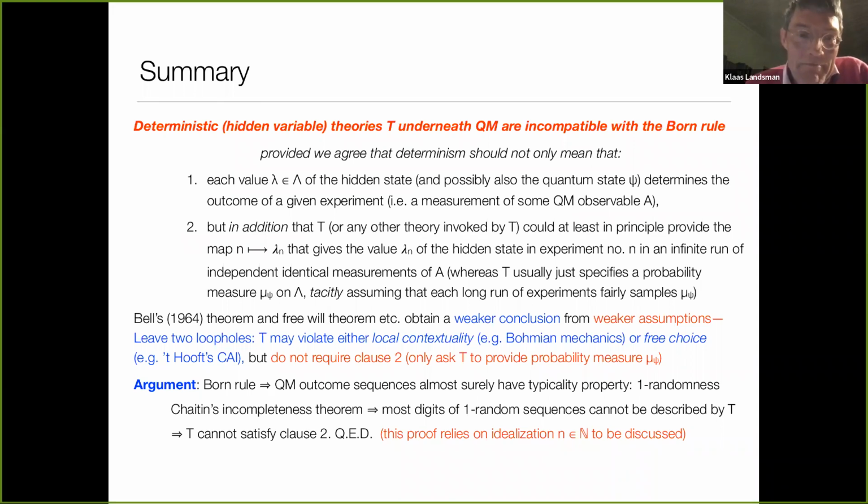And then there is an instantiation, one could say, of Gödel's incompleteness theorems due to Gregory Chaitin, which states that most digits, in fact, infinitely many digits of such random sequences can, in fact, not be described by any standard mathematical theory, such as set theory, with or without the axiom of choice, in which a theory like T is described. So the theory T cannot actually give these digits. And that means that the theory cannot satisfy the second clause. The second part I take to be the definition of a deterministic theory.